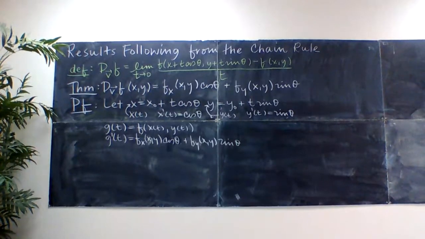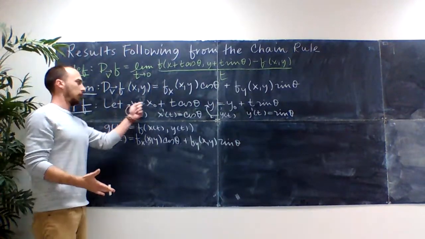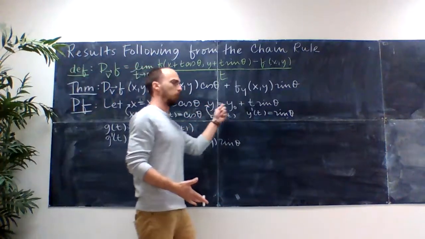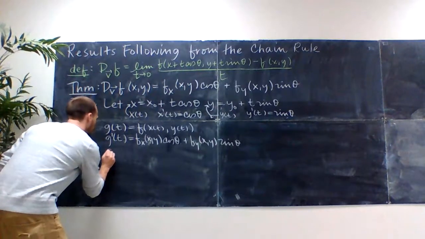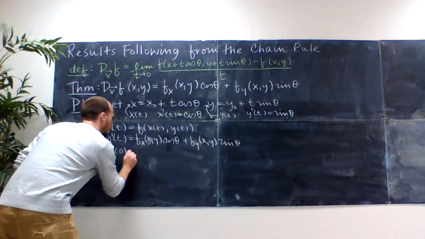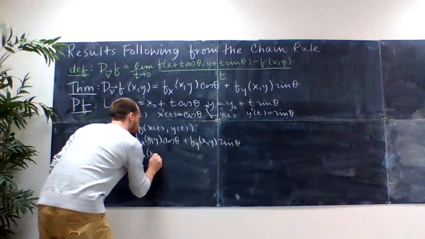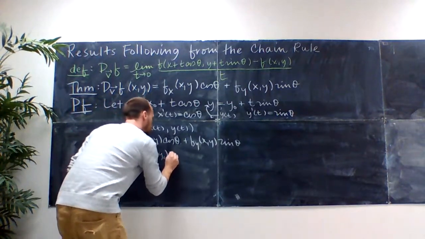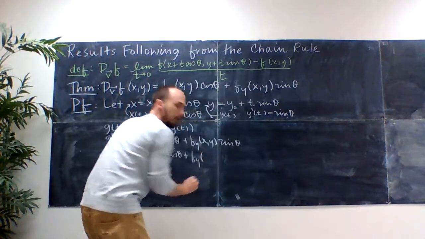And then I'm going to ask you to notice that when t is equal to 0, x is equal to x naught and y is equal to y naught, meaning that g prime of 0 is going to be equal to fx at x naught y naught times cosine theta plus fy at x naught y naught.